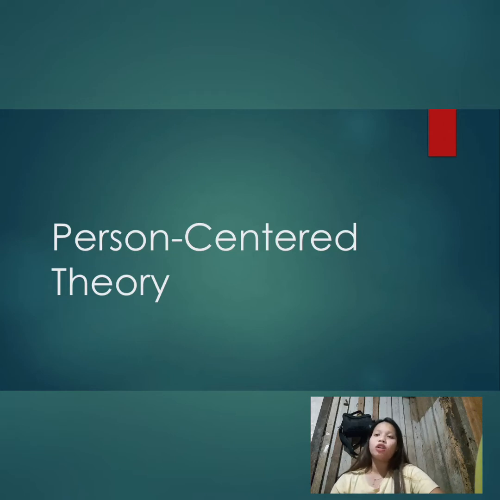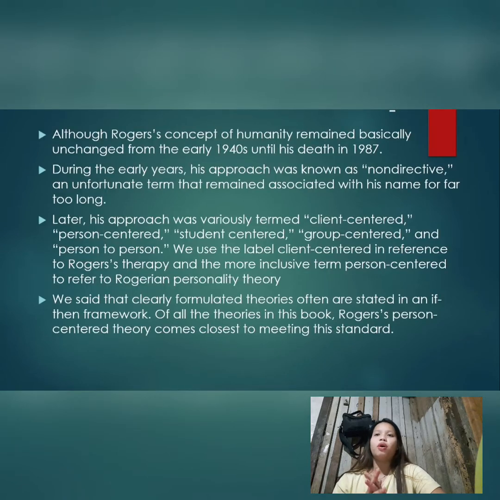So, my topic is all about person-centered theory. Person-centered theory is all about Carl Rogers. And Carl Rogers' concept of humanity remained basically unchanged from the early 1940s until his death in 1987.